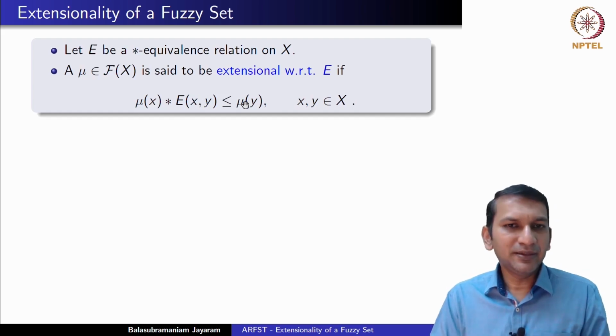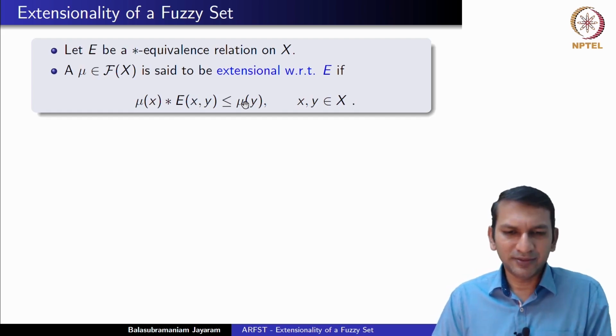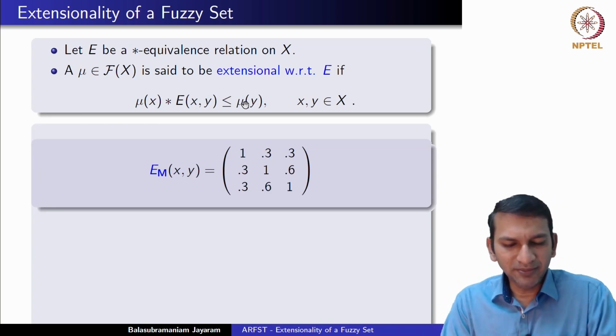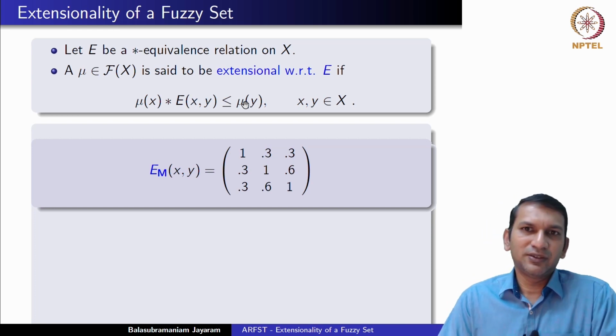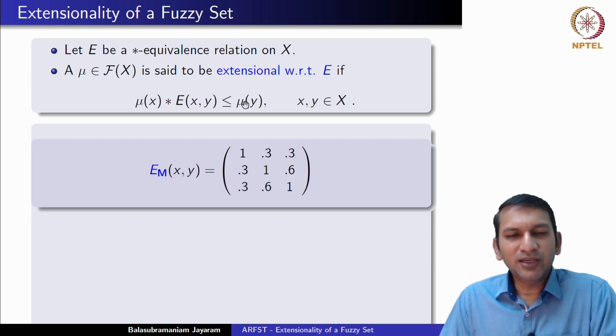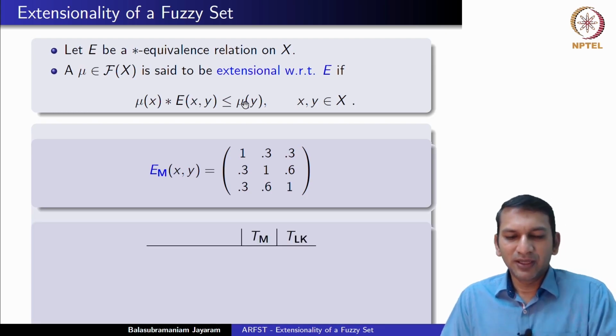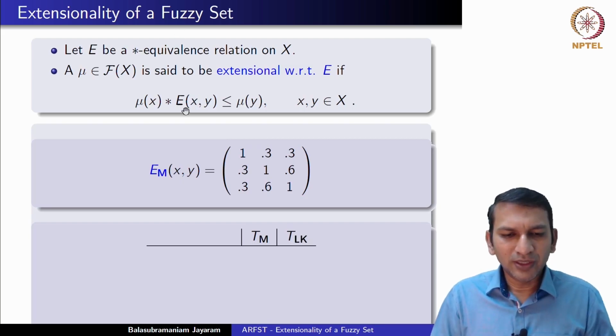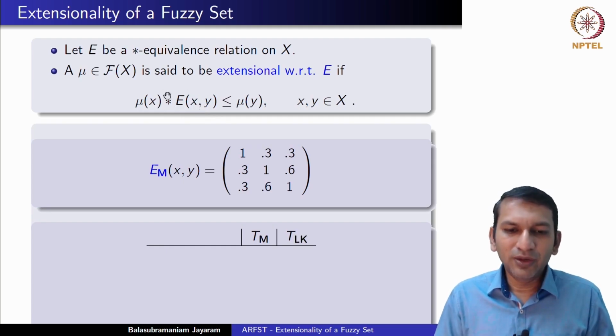So this is the main idea behind defining extensionality like this. So let's look at the relation EM, which we know is a min-transitive fuzzy relation. And let's look at some fuzzy sets and see whether they are extensional with respect to this relation. Remember, this E can be any equality relation. We are only going to talk about this mu being extensional with respect to E and this star, because E is star equivalent for us.